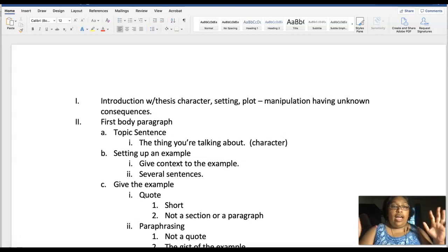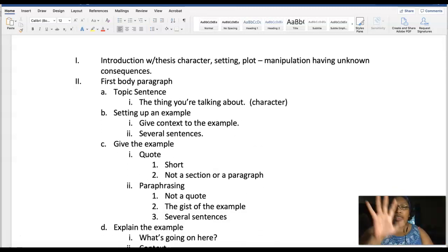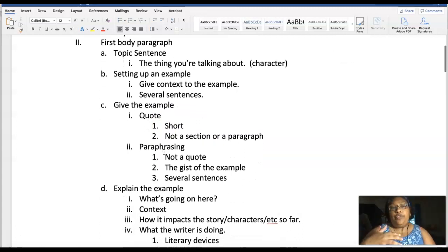Last video, I drew an outline for you about what the body paragraphs are going to look like, and then drew out what the entire paper could look like. Of course, you're going to have an introduction, with your thesis, and the thesis is going to include the argument that you think the story is doing, and then the three things you're looking at that are being used to build the argument. Then you are going to go into your first body paragraph.